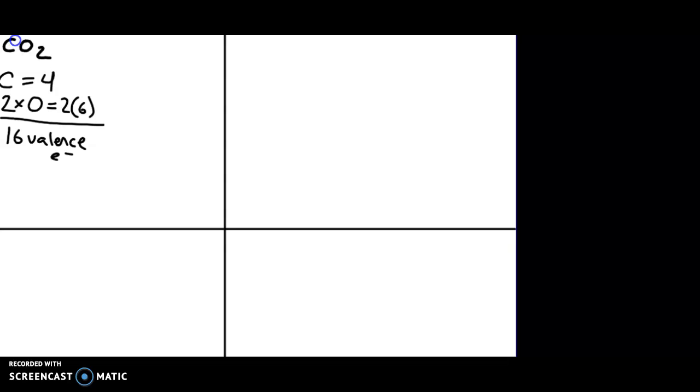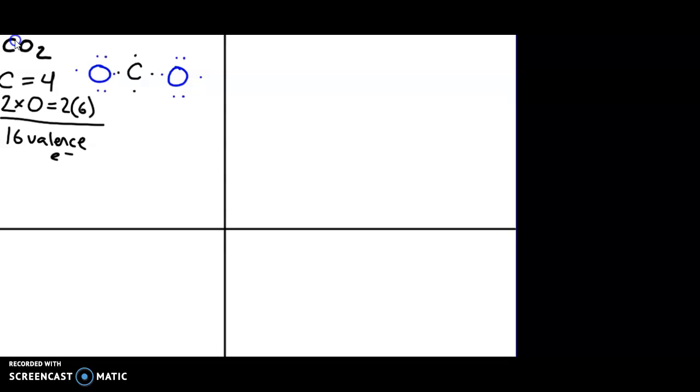We have to pick a center. Carbon is part of this. If carbon is there, we're going to go with carbon. So we have carbon, 1, 2, 3, 4 dots, 4 valence electrons. And if this is our central atom, we want to keep it in the center. So for my 2 oxygens, we're going to put those to either side. Set one here, 1, 2, 3, 4, 5, 6. Set another one here, 1, 2, 3, 4, 5, 6.